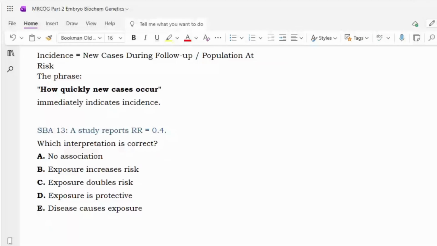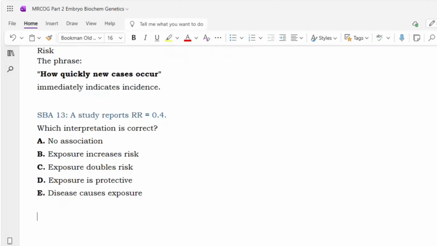A study reports RR equal to 0.4. Which interpretation is correct? A, there is no association. B, exposure increases the risk. C, exposure doubles the risk. D, exposure is protective. And E, disease causes exposure. Sir, it is protective. Yes, RR less than 1, so exposure is protective.